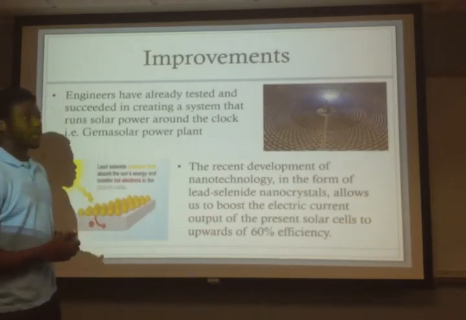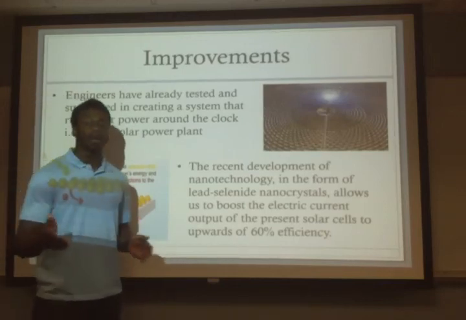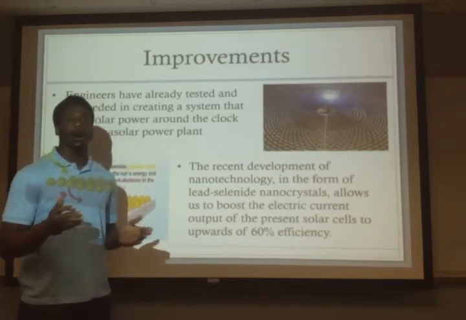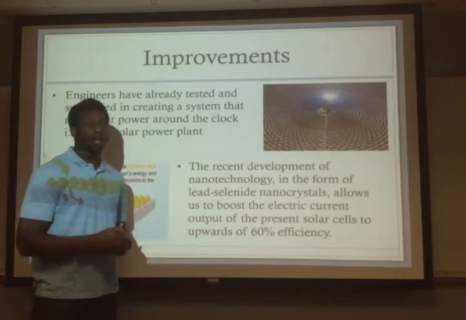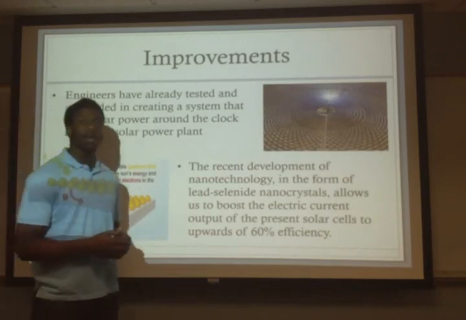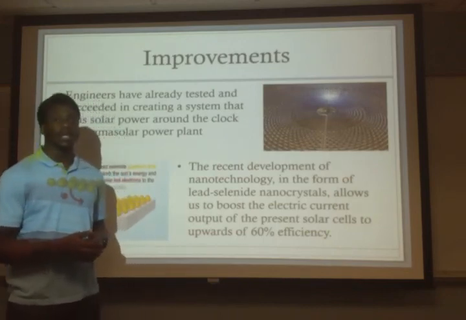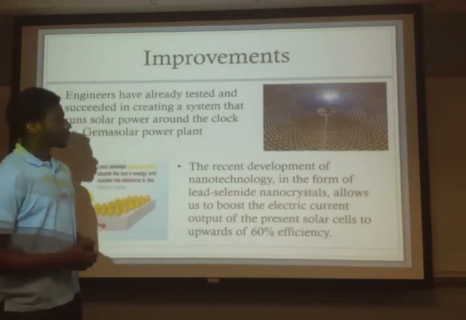One of the more recent improvements has been the establishment of a solar generation system that can operate at 18 hours a day full capacity without the presence of the sun. This system, called the Gemasolar Power Plant, is located in Spain. It's projected to run for 24 hours a day for most months of the year.